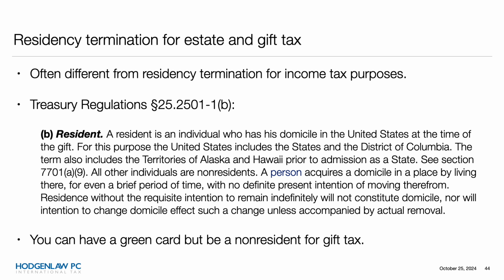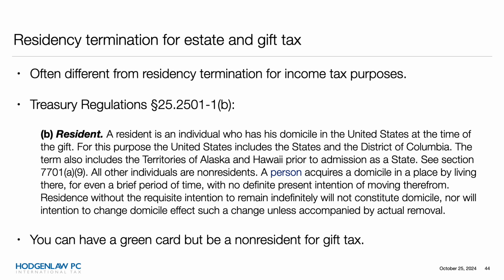And it says a resident is an individual who has his domicile in the United States at the time of the gift. For this purpose, the United States includes the states and the District of Columbia, and so on, see section, and so on. All other individuals are non-residents. A person acquires a domicile in a place by living there for even a brief period of time with no definite present intention of moving therefrom. Residents without the requisite intention to remain indefinitely will not constitute domicile, nor will intention to change domicile affect such a change unless accompanied by actual removal.